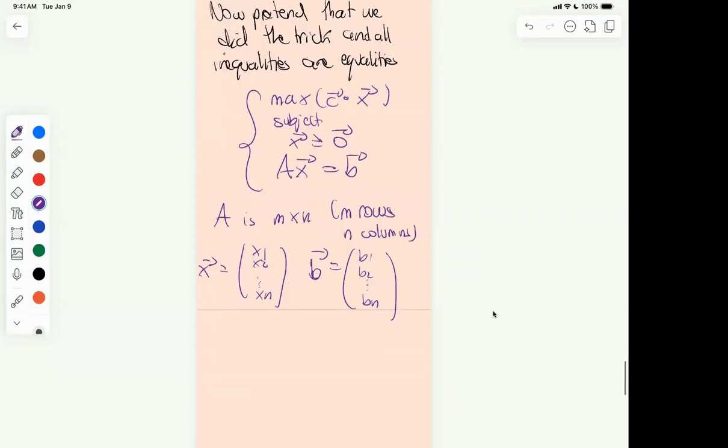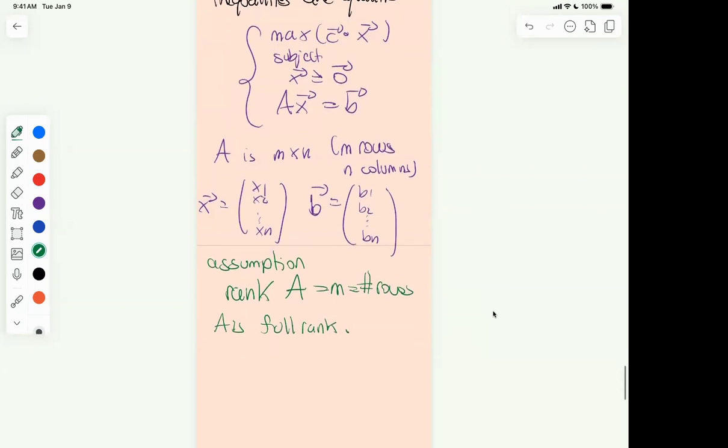So my main assumption just is that the rank of A is the number of rows. It's what you would call a full rank matrix. So A is full rank. And why is that? I'll give you a quick explanation about why you would like that.